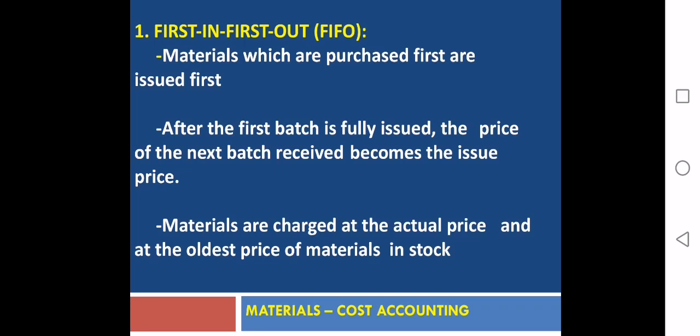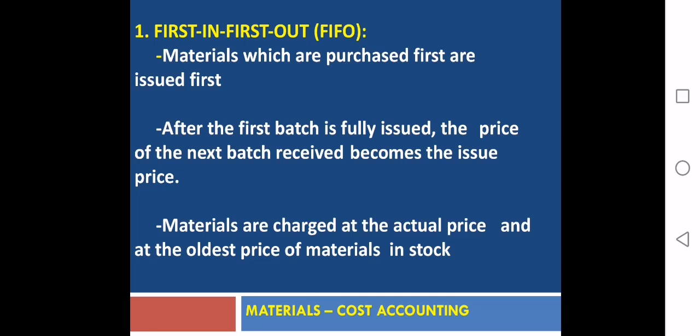In the previous stores ledger example, 200 is the first receipt or the balance available. Once that is issued, the next batch will be taken and the next price will be taken. So this is the procedure followed in first in first out. There is no manipulation as far as charging of price is concerned. Actual price is taken: for the first 200 units the first rate, for the next units the second rate, like that actual price will be taken.